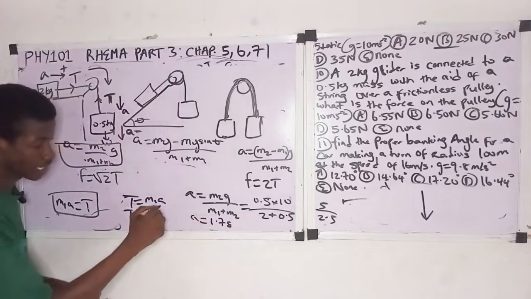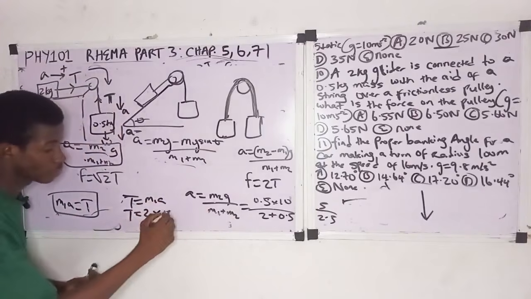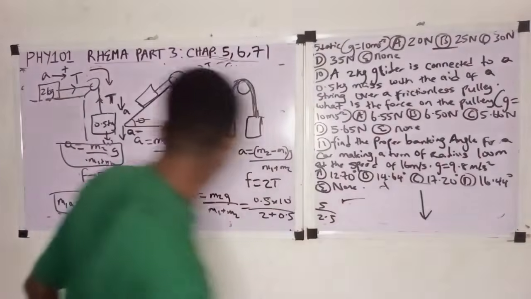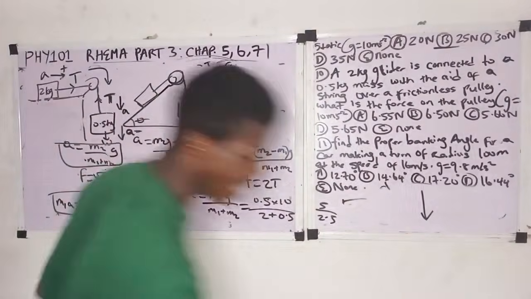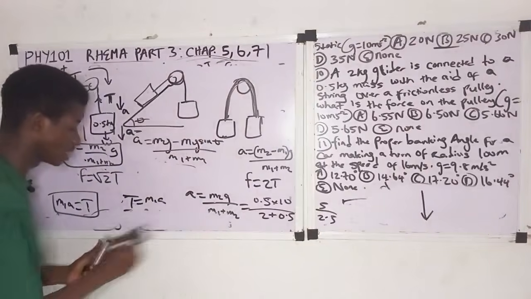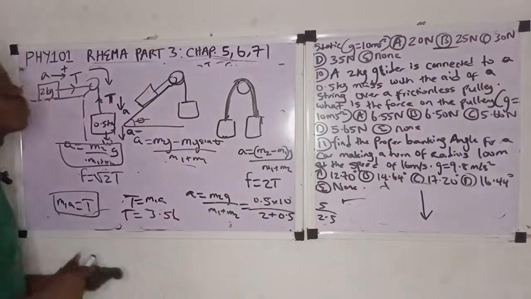So let's take it back now. We have gotten our acceleration to be 1.78, so let's put 1.78 here. 2 times 1.78 is 3.56. Therefore, the tension is equal to 3.56.